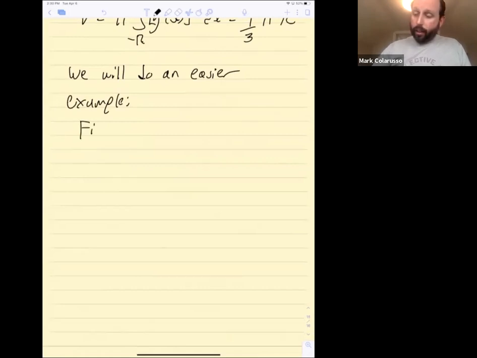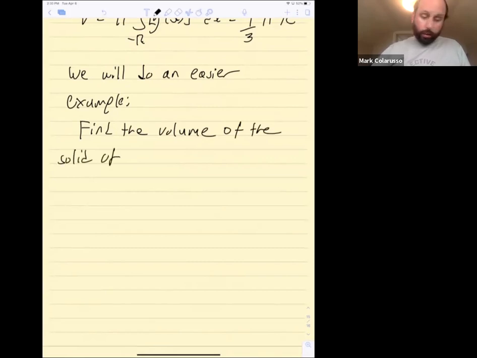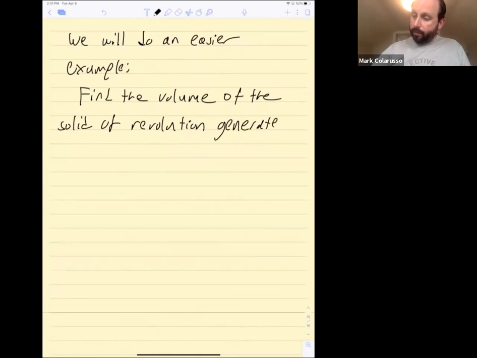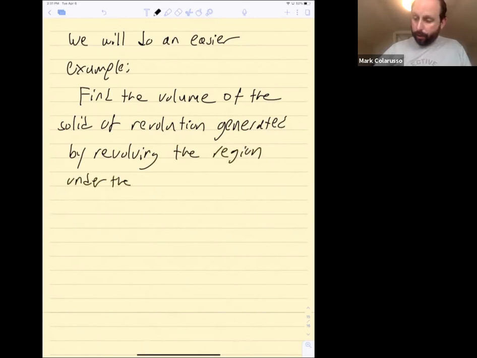Okay, so find the volume of the solid of revolution generated by revolving the region under the curve g of x equals 2x minus x squared from x equals 0 to x equals 2 about the x-axis.